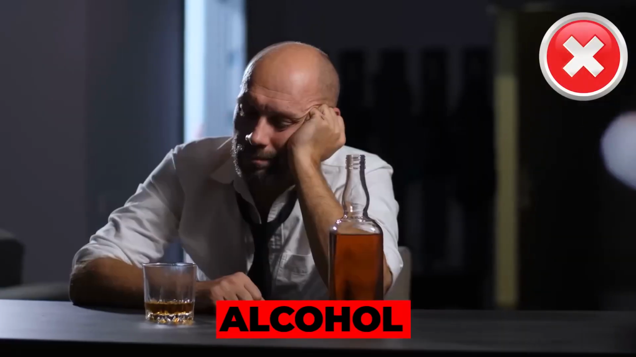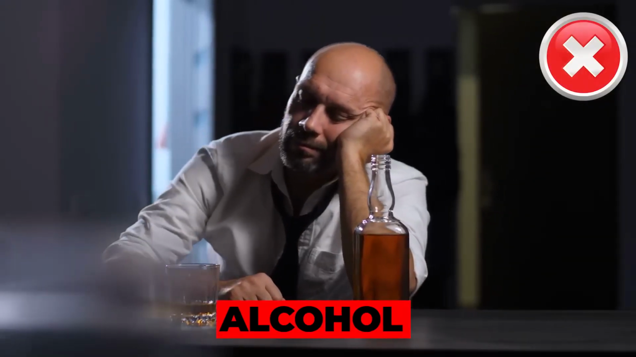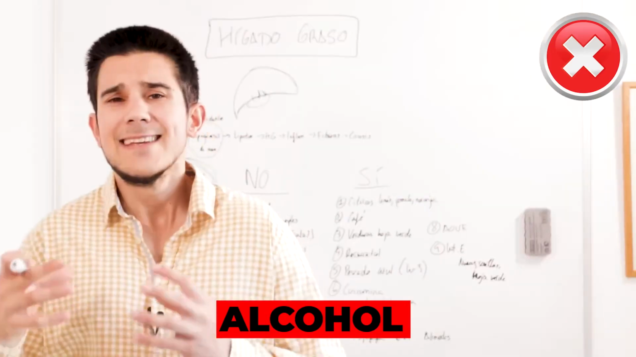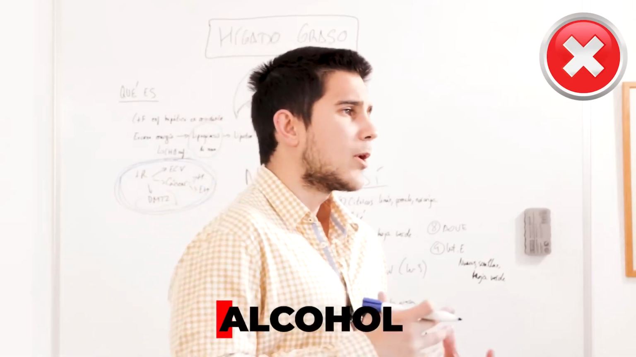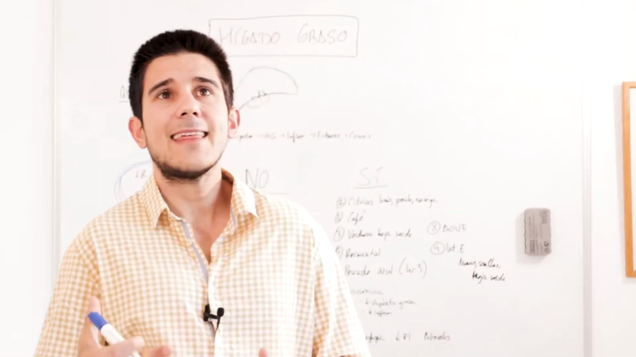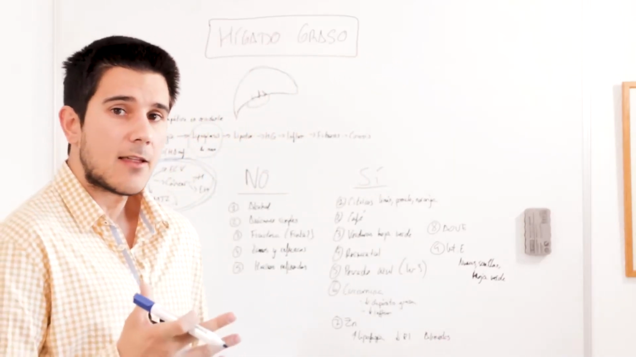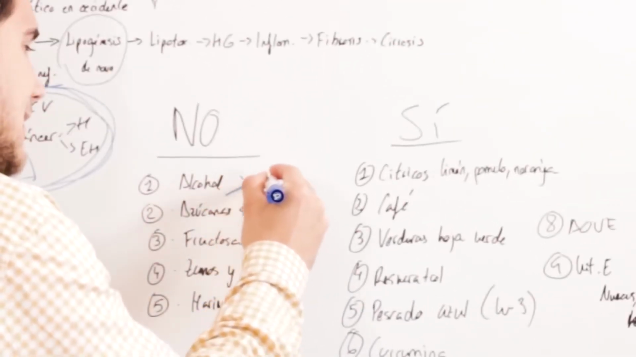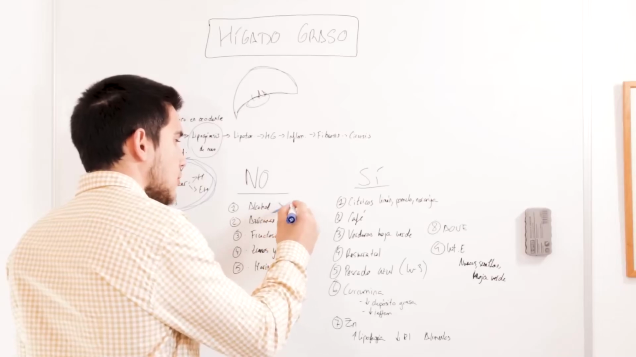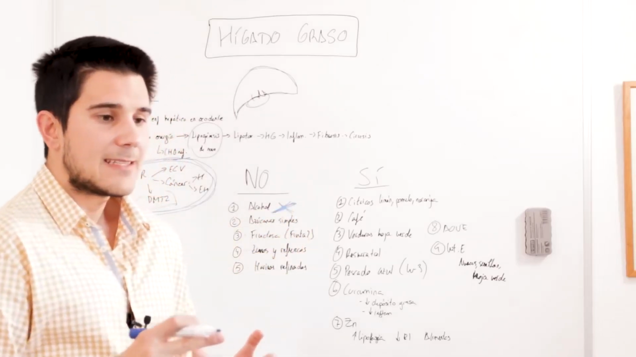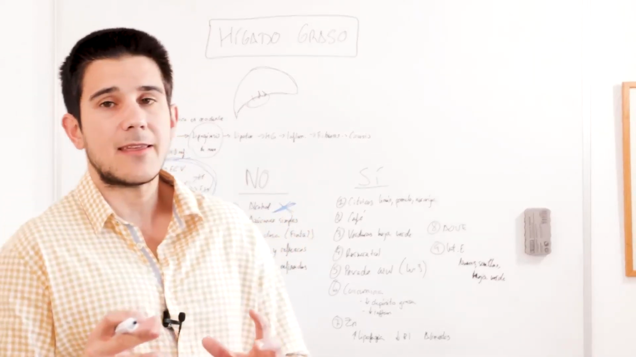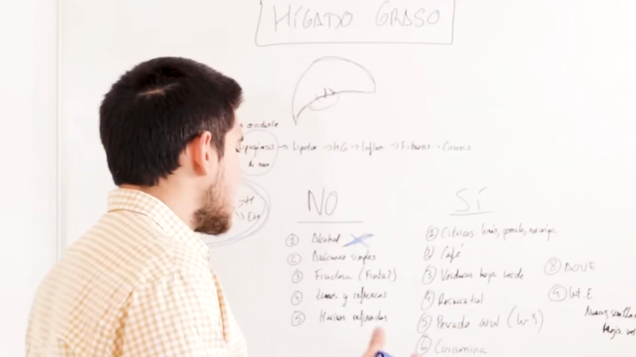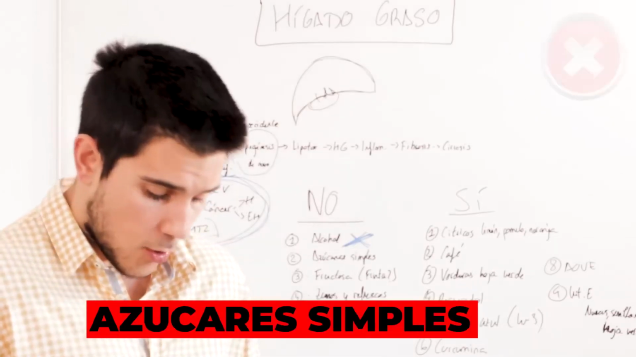I said that non-alcoholic steatohepatitis has nothing to do with alcohol. In principle, that's why it's called non-alcoholic. However, alcohol is a molecule, a substance that strongly damages the liver. Therefore, you should avoid it. If you already have this pathology, the best thing you can do is forget about alcohol. Completely, 100%. The second point is simple sugars.